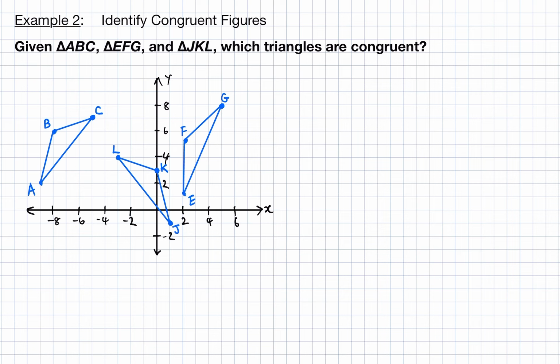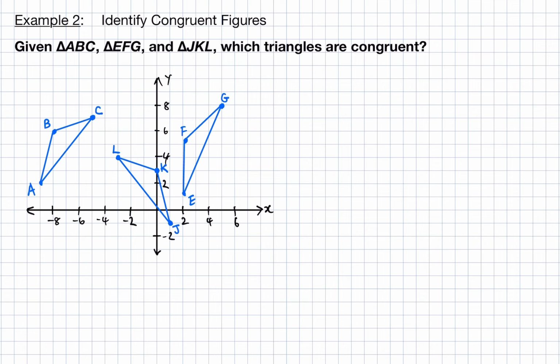F to E doesn't make any sense. We can go up 1 and then up 3, but it doesn't get to J. Here we can go up 1 and then over 3, so that matches KL. So BC matches KL. We've got one side, and a little bit of a clue that maybe this triangle and this triangle are congruent to each other.